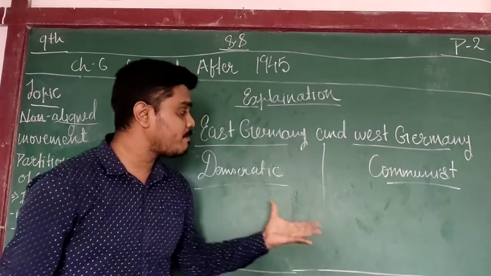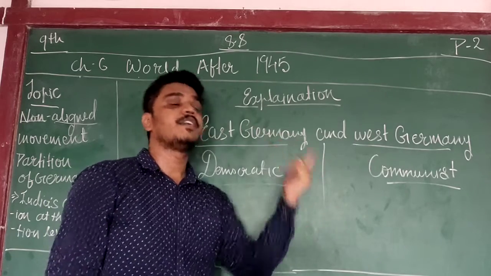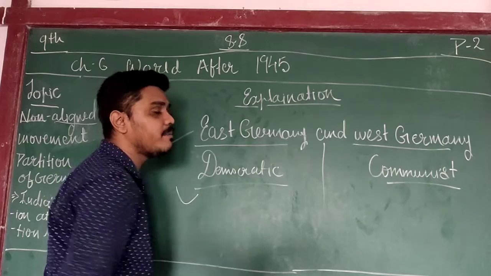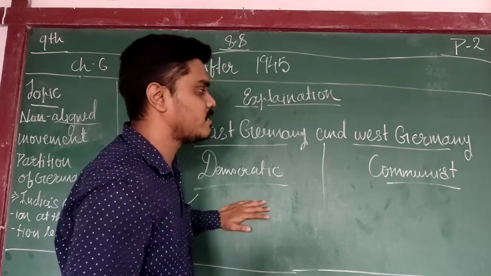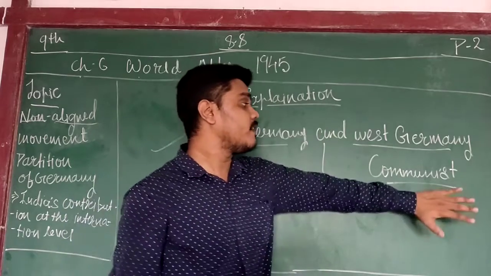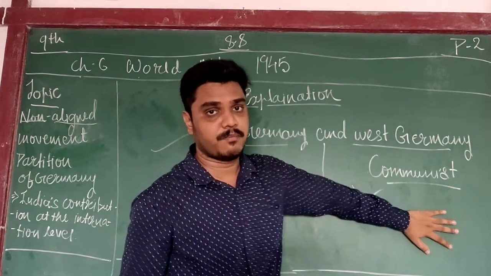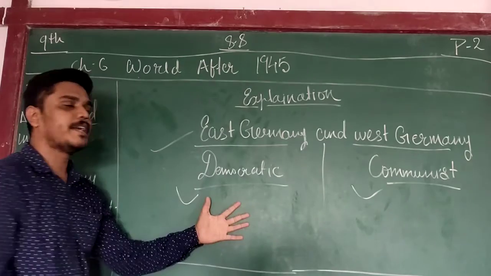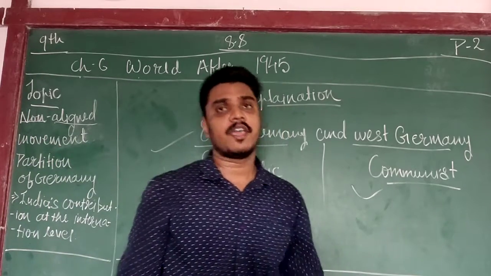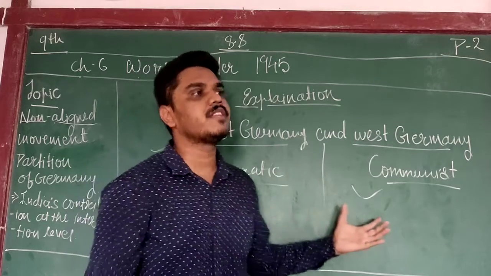This was not done by Germany itself, it was done by different countries like America and France. So here East Germany becomes democratic. Democratic means Prajasatak, and communist means the government has full authority. Here the government runs the entire thing, there the public runs the entire thing. Here the public has the power and here the government has the power. Both have their own benefits and losses.